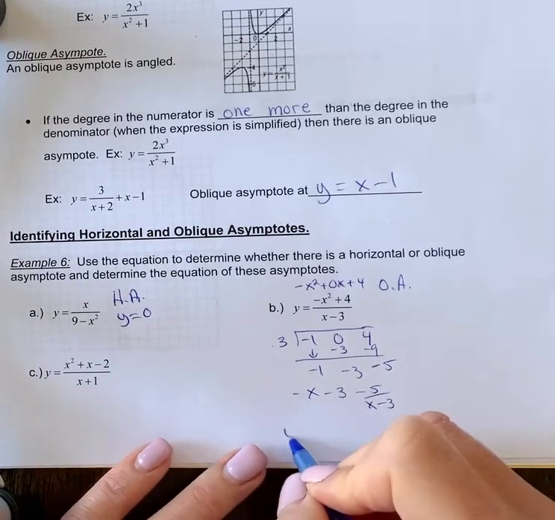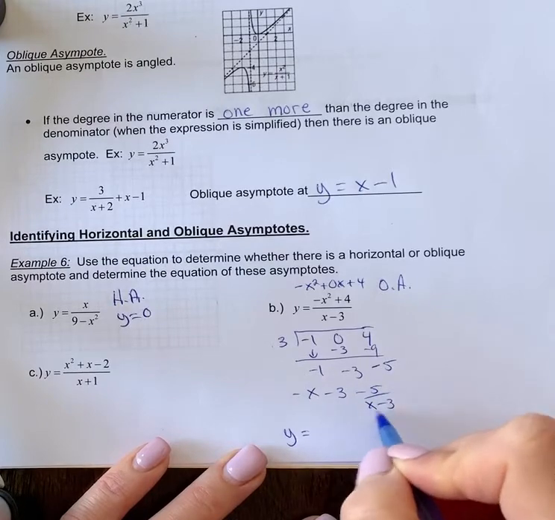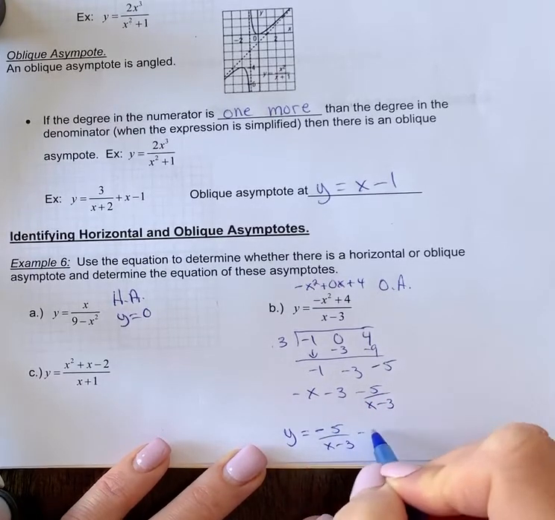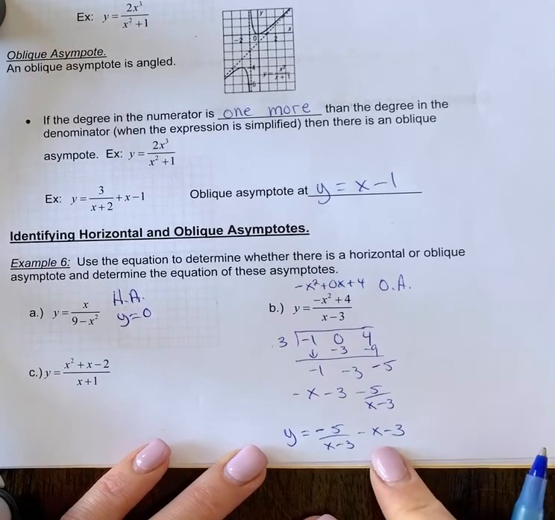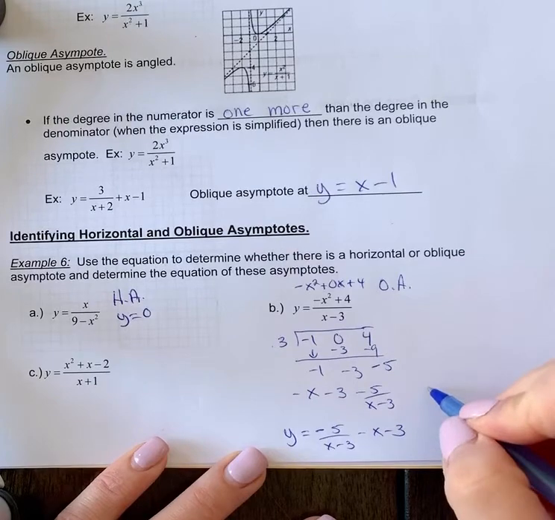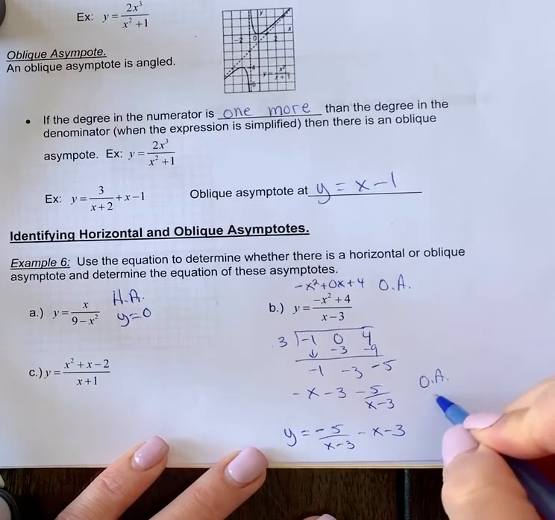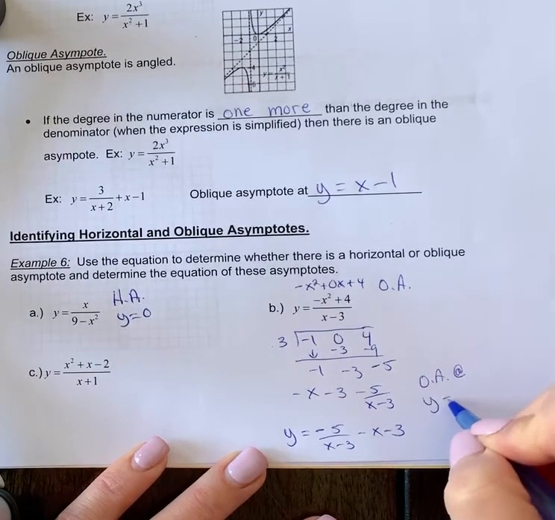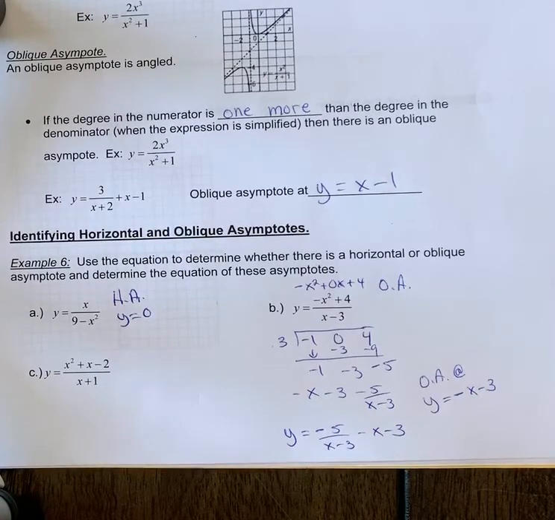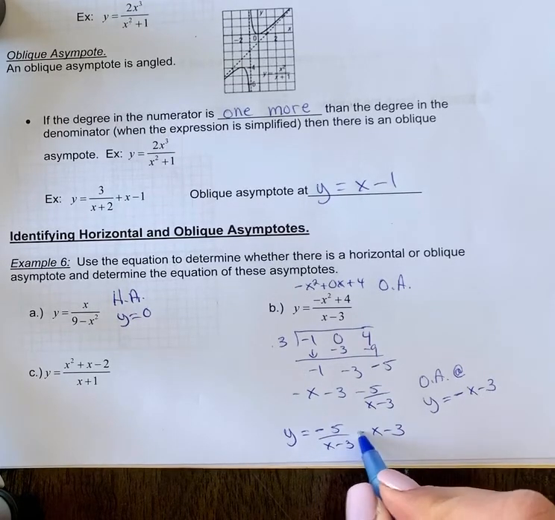So my equation, in the correct order, I would put that fraction part first. So y equals negative 5 over x minus 3, minus x minus 3. So this would mean that I would have my oblique asymptote at y equals negative x minus 3. So again, it'll be in y equals mx plus b form when you see the tail end and write those oblique asymptotes.